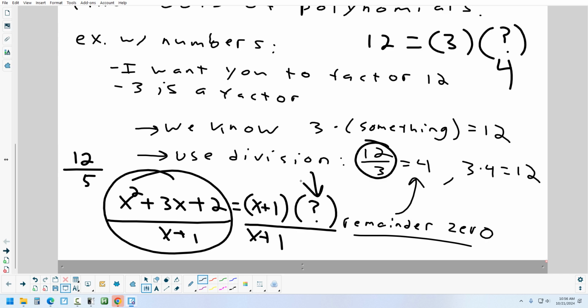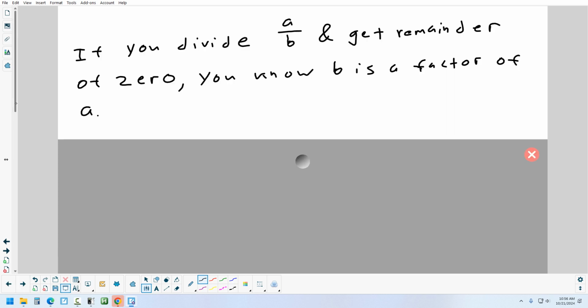So that's what I'm going to show you how to do. It's long division, just like with numbers, except it has letters. It's the same concept. I said that to you a minute ago. If you divide two things and you get a remainder of 0, then what you divided by is a factor. So the other thing we're going to want to figure out is, is there a quicker way to find the remainder? Yes, you can always do long division, and you will get the remainder.